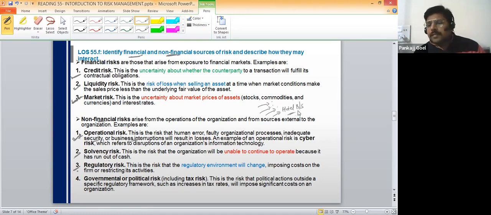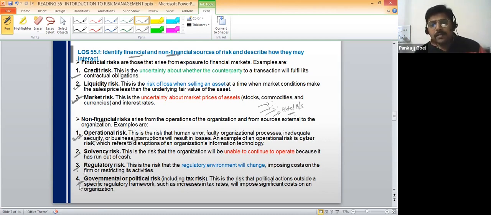If businesses are big, they can cope with these kinds of regulatory changes. But if we talk about the small businesses, ultimately they face a lot of problems, and consequently many businesses shut down. So that is regulatory risk.